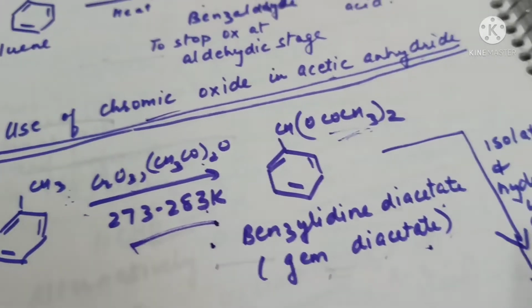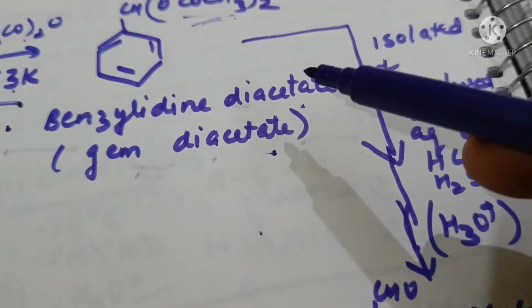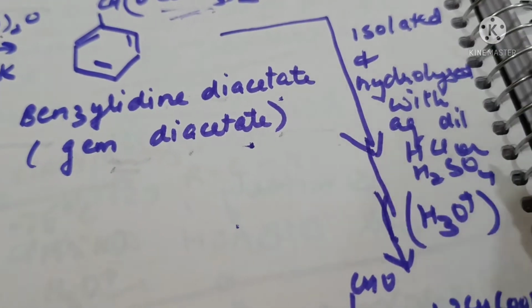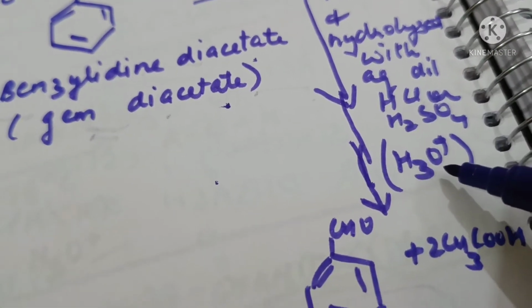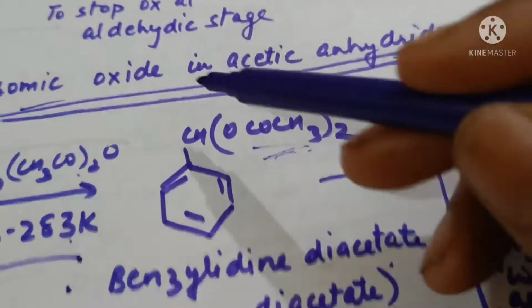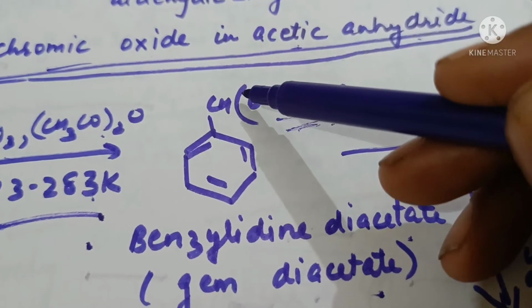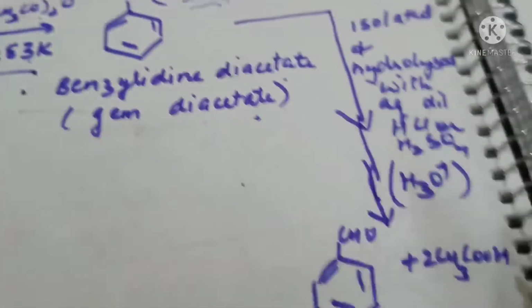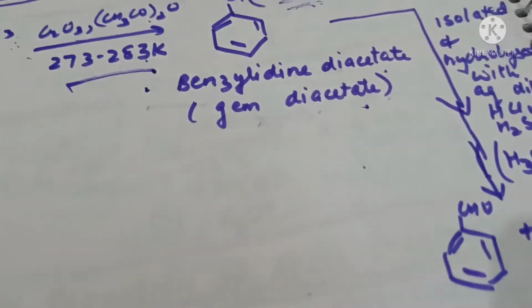So this is isolated and then hydrolyzed with aqueous dilute HCl or sulfuric acid. So oxygen of water is added here and two hydrogens are added to acetyl groups to form acetic acid and benzaldehyde.